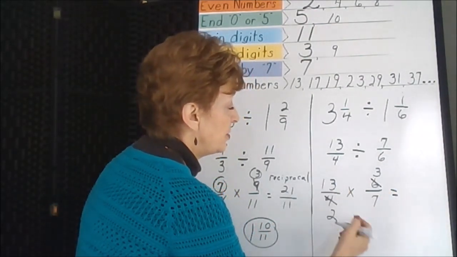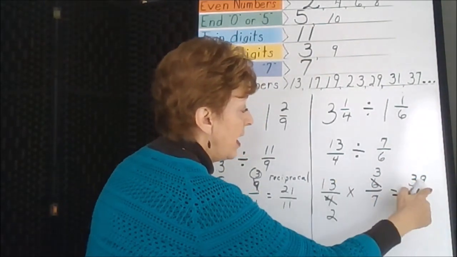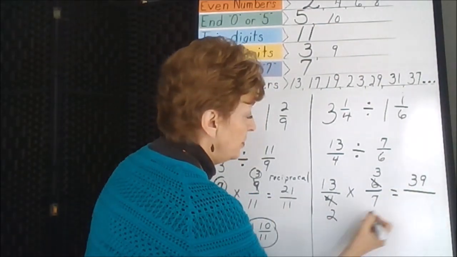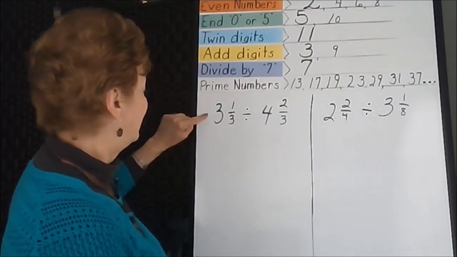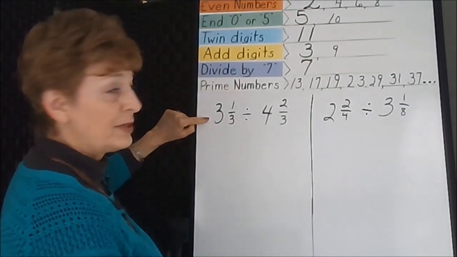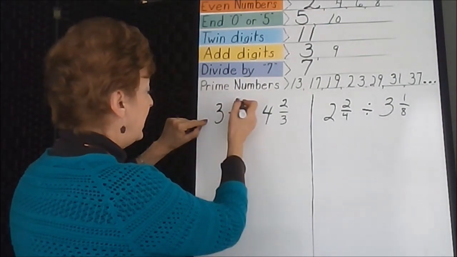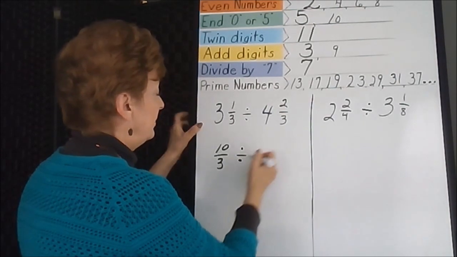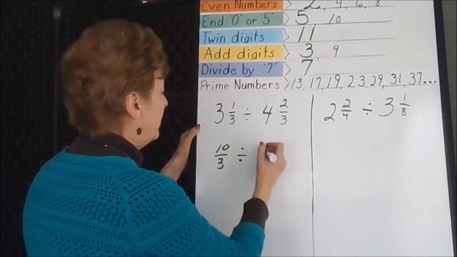3 times 13 is 39. Because 3 times 3 is 9, and 3 times 1 is 3. 2 times 7 is 14. Mixed numbers, improper fractions. 9 10/3 divided by 12 13 14/3.